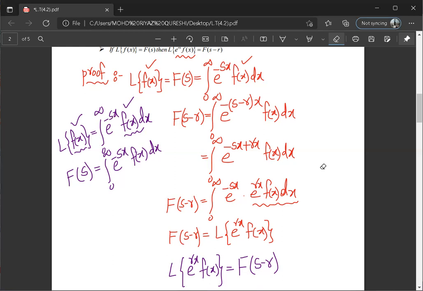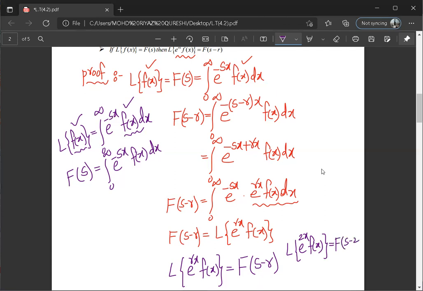Suppose r value is 2, then what is your answer? S minus 2. If r value is 2 here, then s minus 2 here. My question is, I am asking you the value of Laplace of e power 2x f(x). Then what will be your answer? Your answer is s minus 2.